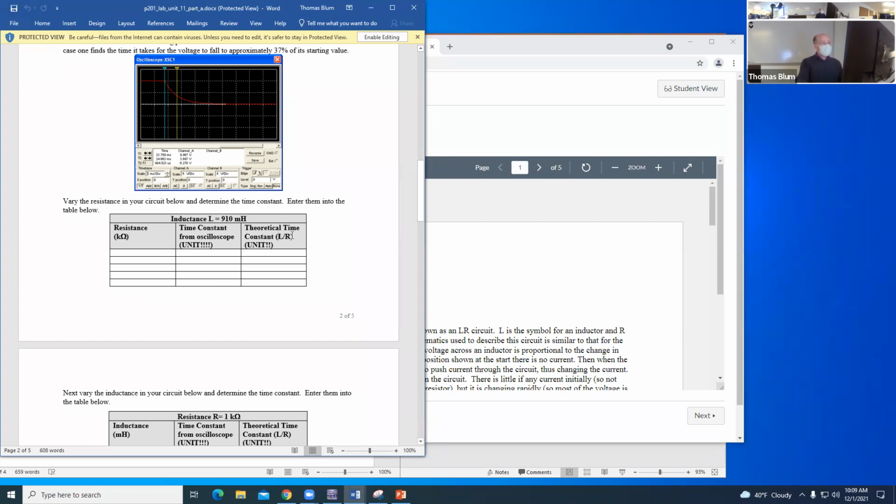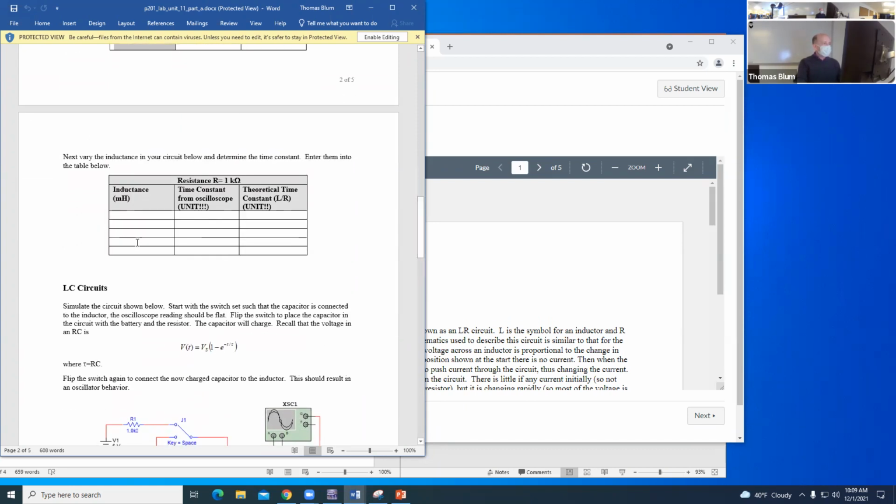Okay. And here's the time constant, L on R. So you'll see the theory and the simulation, and I am asking you to vary R. Please vary R by a lot. Down here, you're going to vary L, which is called inductance, and vary it a lot. Okay.